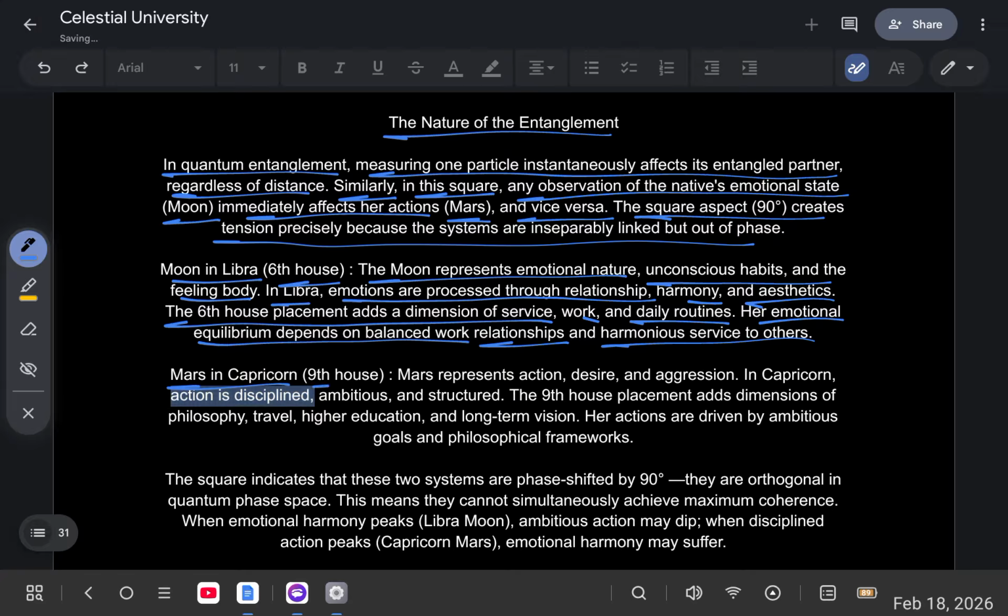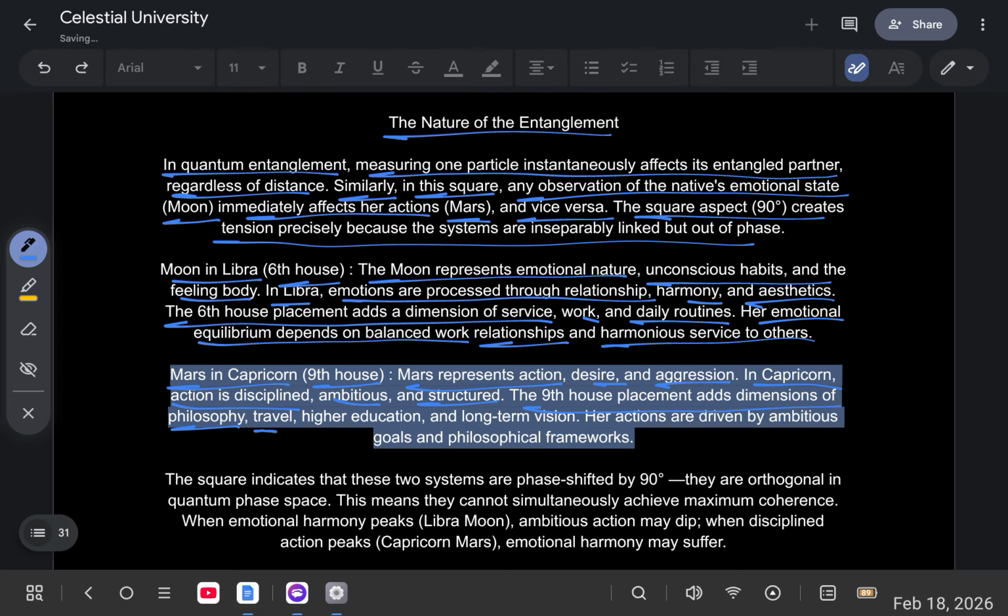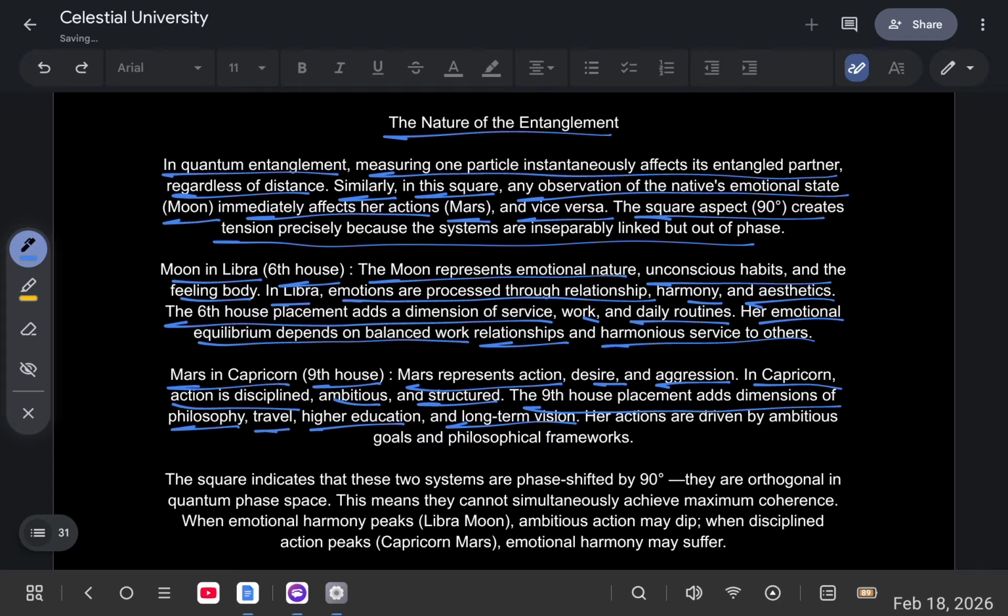Mars in Capricorn in the 9th house. So Mars represents action, desire, and aggression. In Capricorn, action is disciplined, ambitious, and structured. The 9th house placement adds dimensions of philosophy, travel, higher education, and long-term vision. Her actions are driven by ambitious goals and philosophical frameworks.